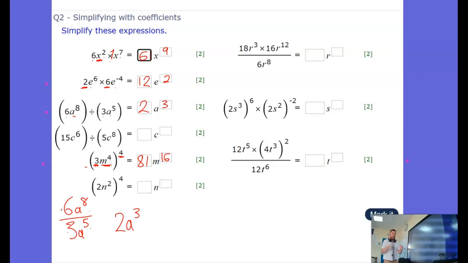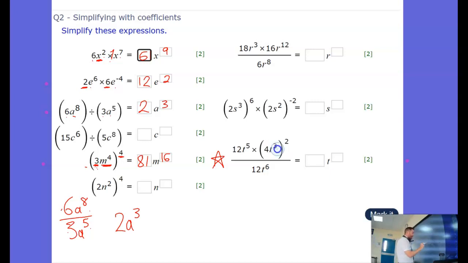Okay, so make sure if it's the coefficient you raise it to the power, and if it's the base with a power to the power you multiply. So a couple of things to just be a bit aware of there. Let's have a look at this very last question, and if we can do this one, we can do anything. So we've got 12t to the power of 5 times 4t cubed squared.